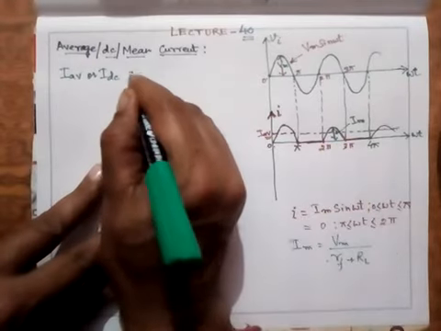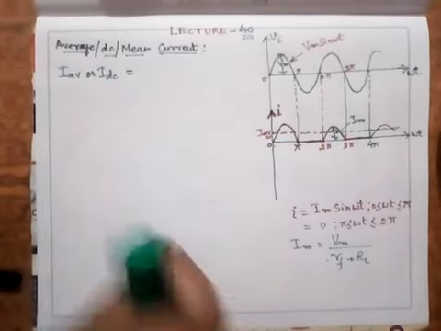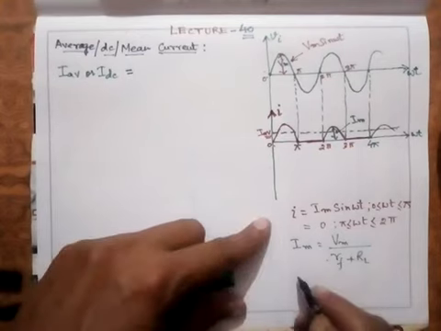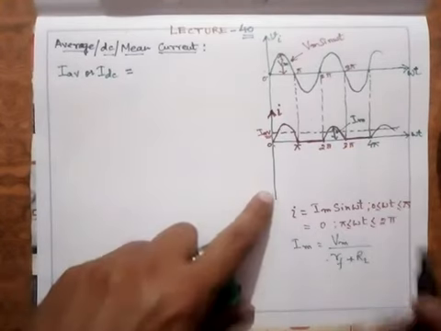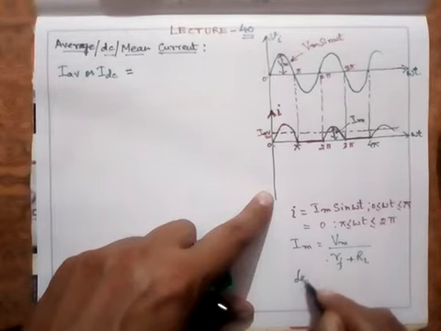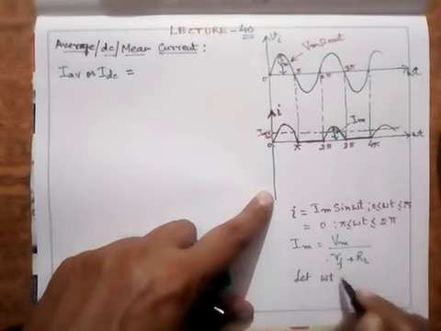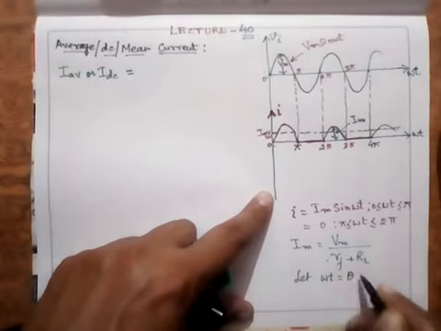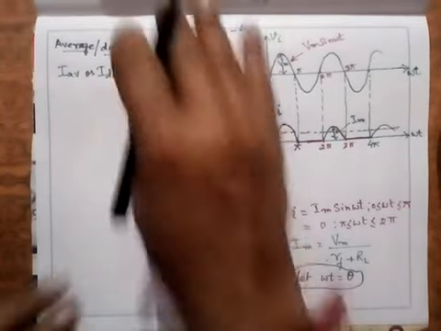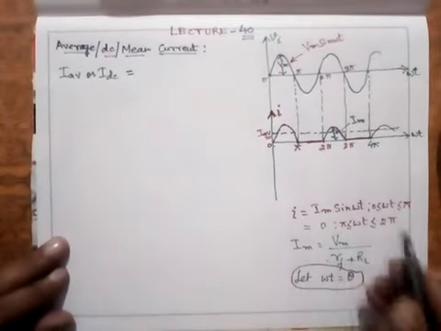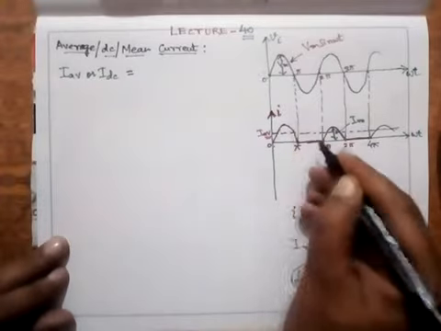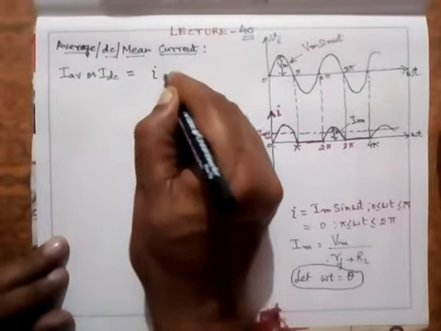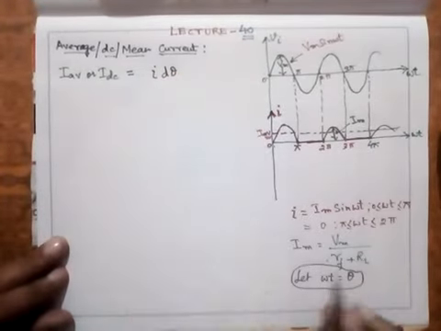Now, area under this curve. One more thing. For simplicity, I assume that omega t is equal to theta. Just for simplicity of the calculation, I am assuming that this omega t is equal to theta here. So the average value is the area under this curve. Area under this curve means I d theta, and d theta means omega t.